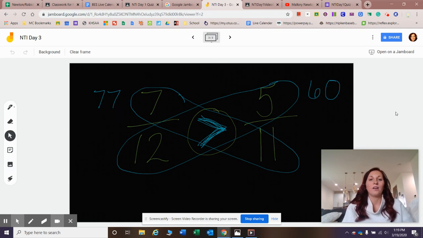All right, so guys, I hope you have a better understanding of comparing fractions with unlike numerators and unlike denominators. We're going to keep working on that tomorrow.